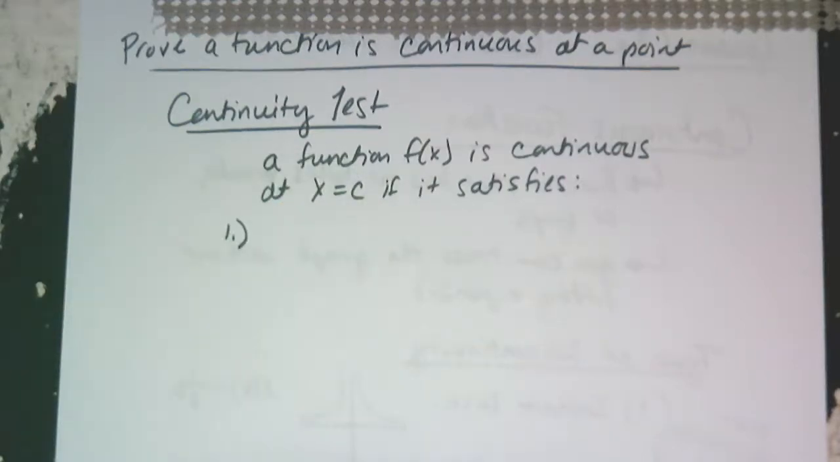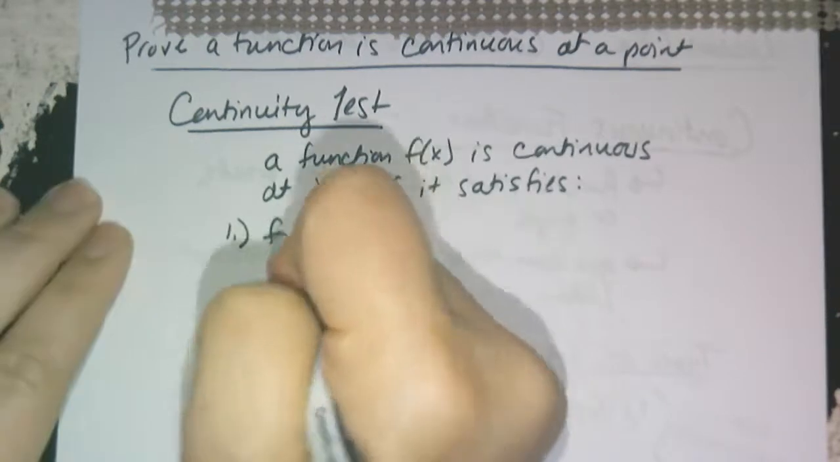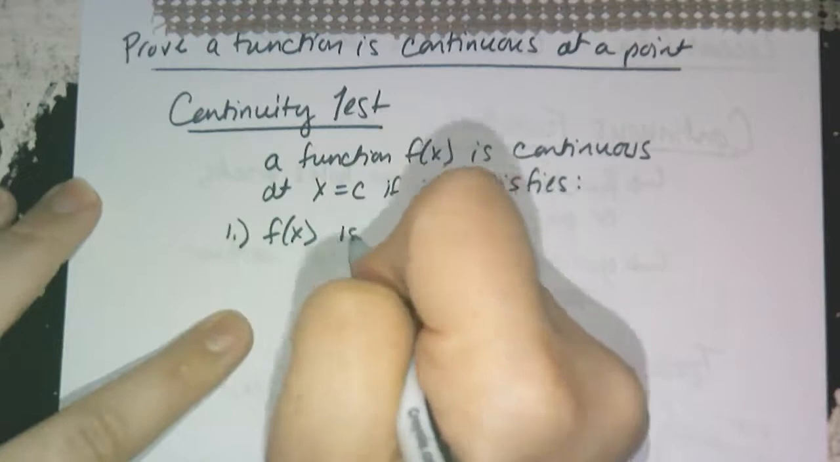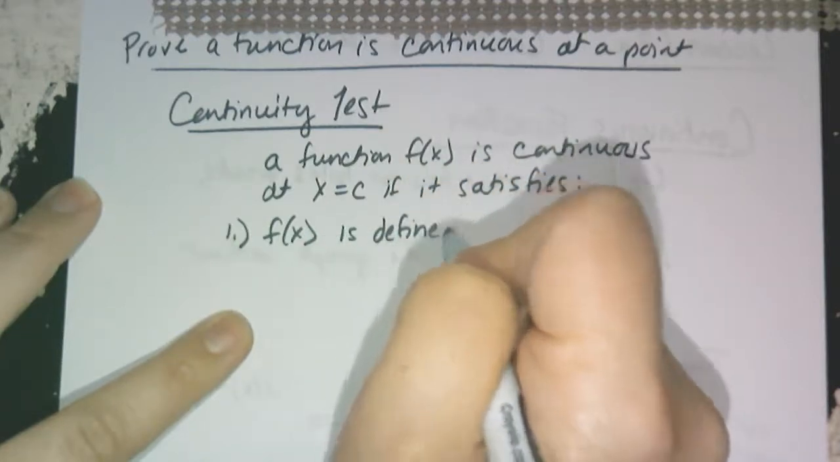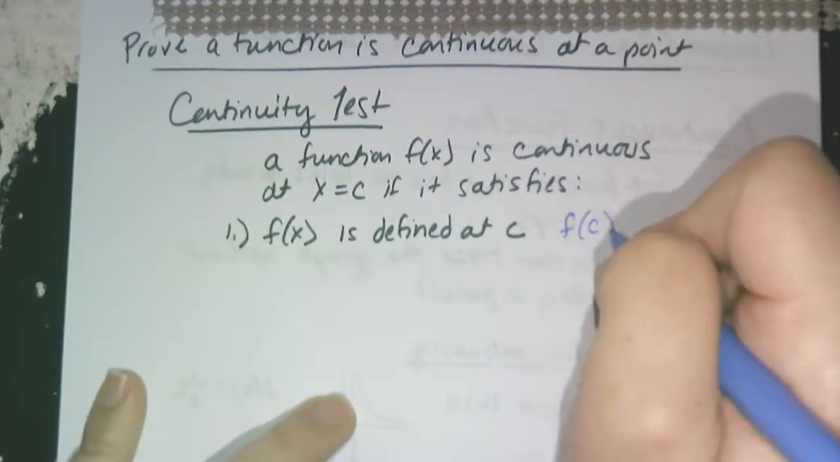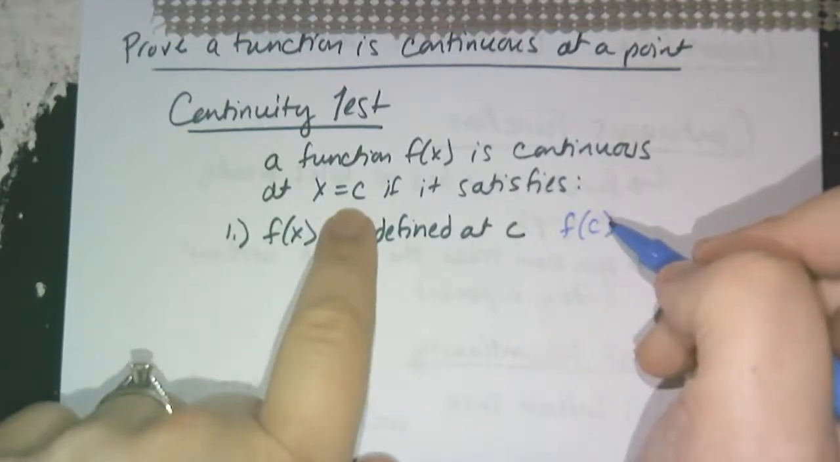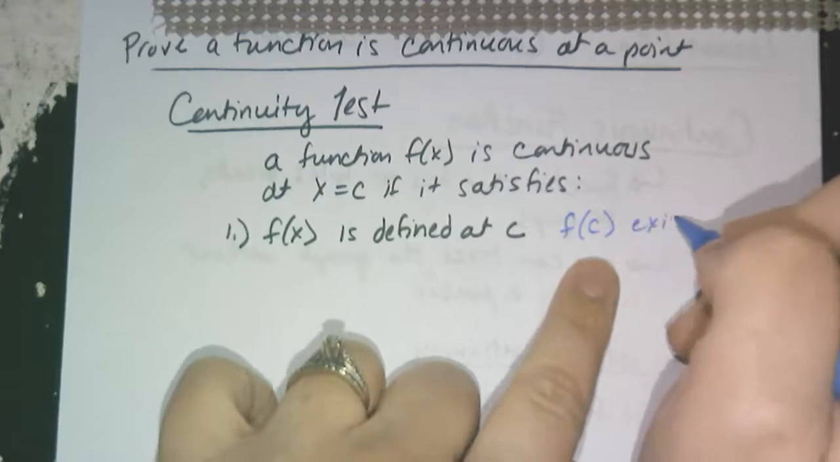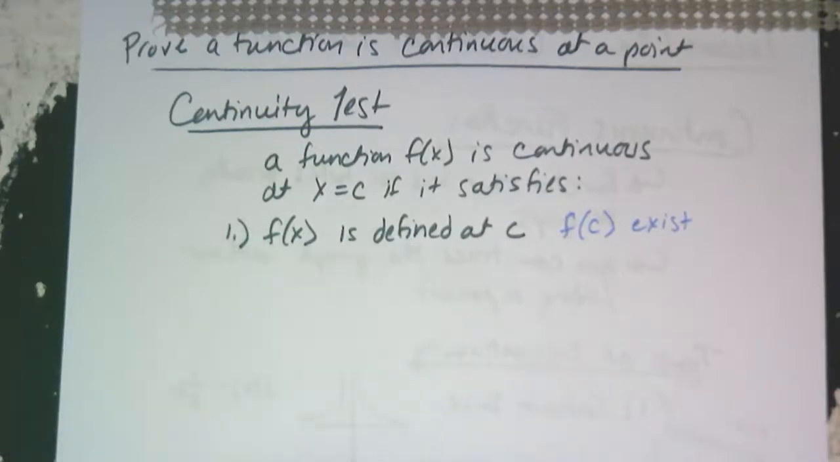Okay, so number one, you have to have f of x being defined at c. Meaning you have to be able to put in the value that they give you at that point, and it has to exist. Well, when would it not exist? Things don't exist when you divide by 0. Can't divide by 0. Things don't exist when you take a square root of a negative. Those are really the only times that they don't exist for right now.